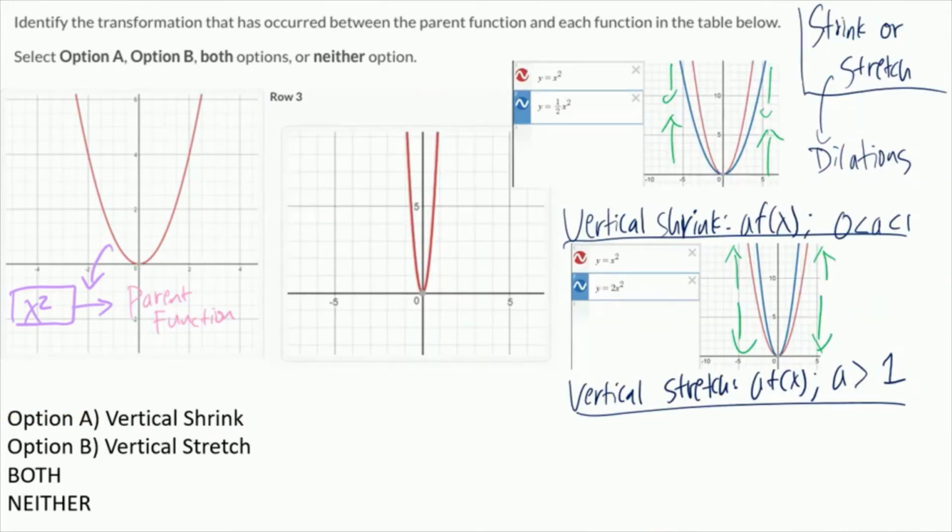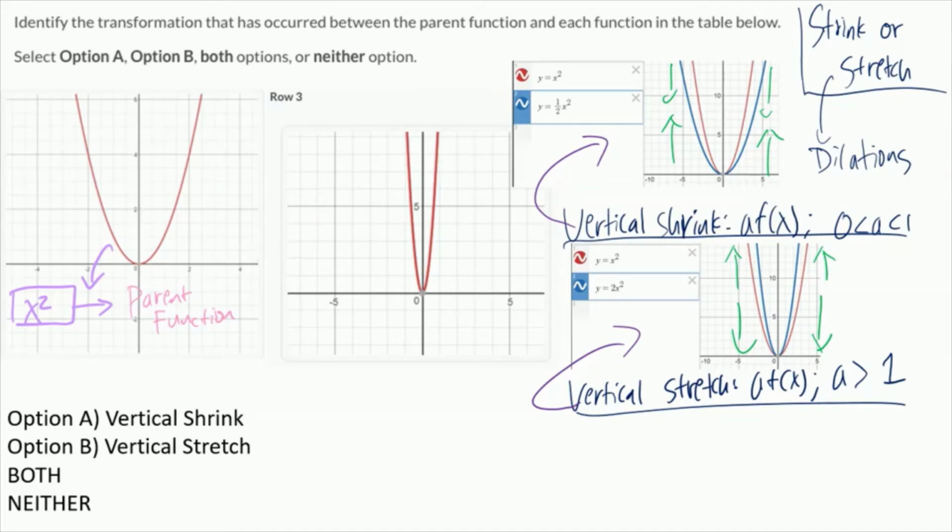In this problem, our options are either a vertical shrink or a vertical stretch. Here I've provided some graphs to show a vertical shrink and a vertical stretch. This graph is a vertical shrink, and this graph is a vertical stretch.